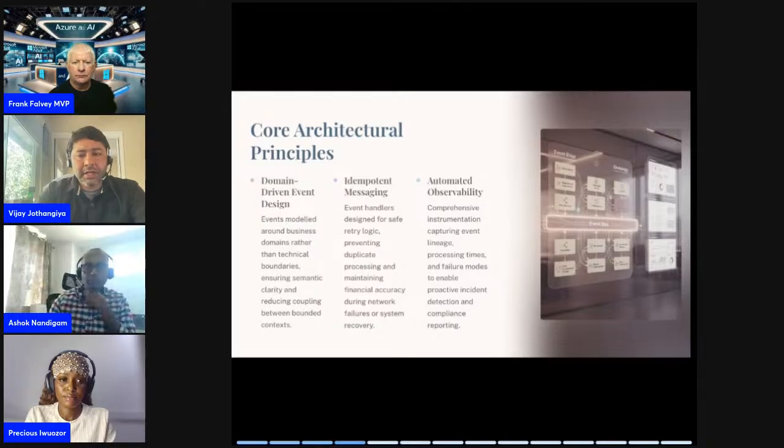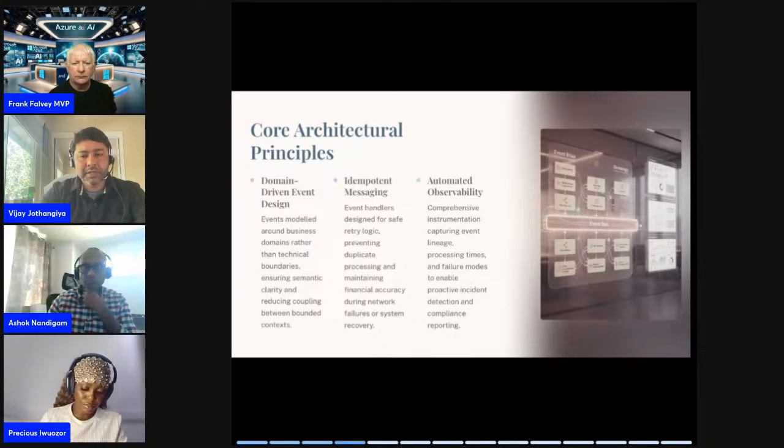Second, independent messaging, where a distributed system provides at-least-once delivery. Finance requires exactly-once impact. Every event handler must safely handle retries without causing duplicate transactions.